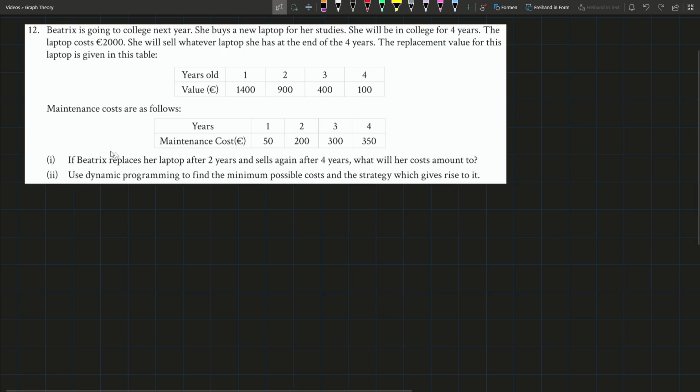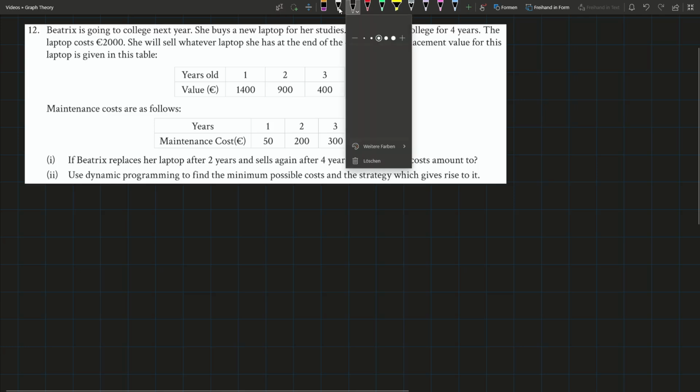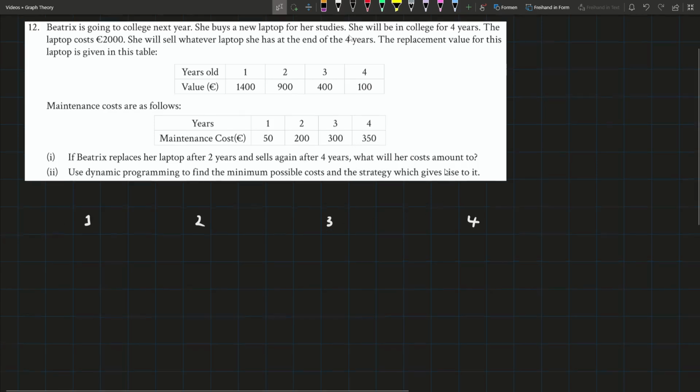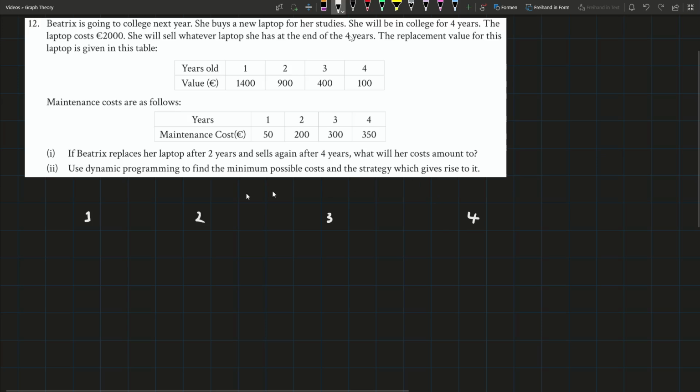So it's kind of phrased quite badly, but basically, let's think about what happened. So we're talking about 4 years, so let's just do year 1, 2, 3, and 4. And what I'm going to do is put costs in as a negative and then profits in as a positive. So in year 1, she buys a laptop. So she buys a new laptop. So that's going to cost her 2,000. So that's in year 1. And then in the first year as well, we have 50 of maintenance costs. I believe. So what does it say?